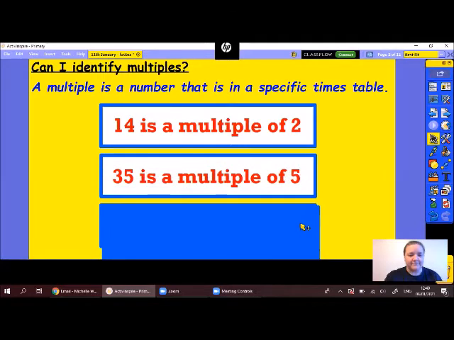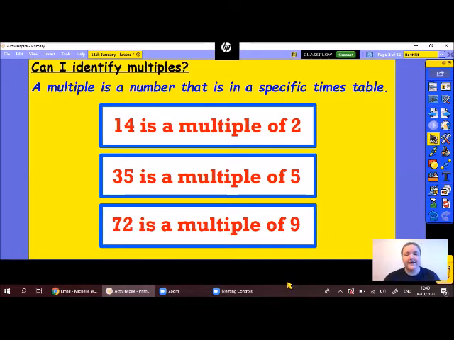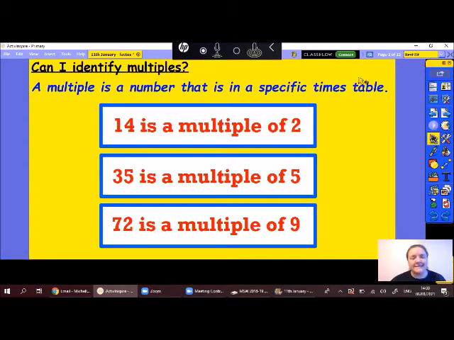Let's have a look at another one. 35 is a multiple of 5 because 35 is in the 5 times table. You multiply 5 by 7 to make 35. And the last one here is 72 is a multiple of 9. We know our 9 times table at the moment, so we know that 8 times 9 is 72. So 72 is in the 9 times table. Pause the video and have a go at saying or writing some of your own sentences using the word multiple.